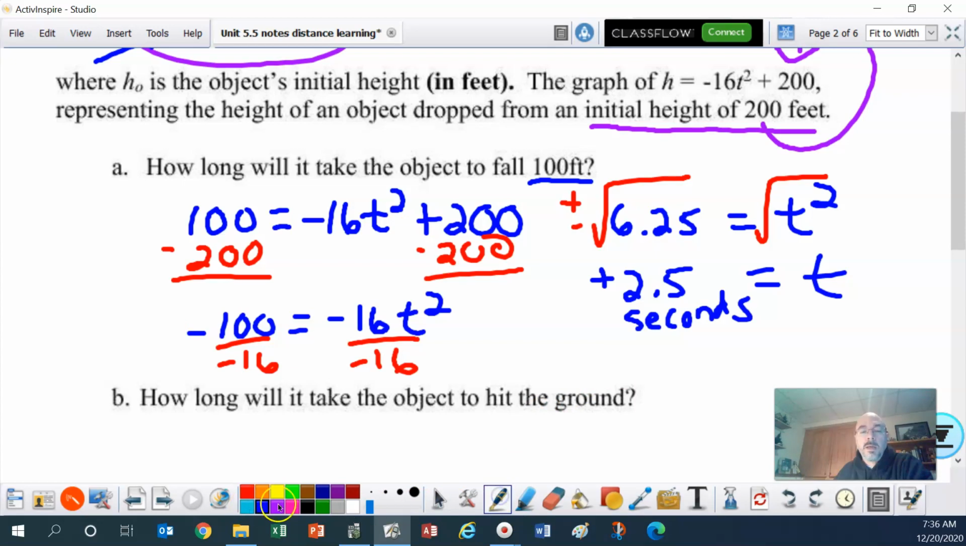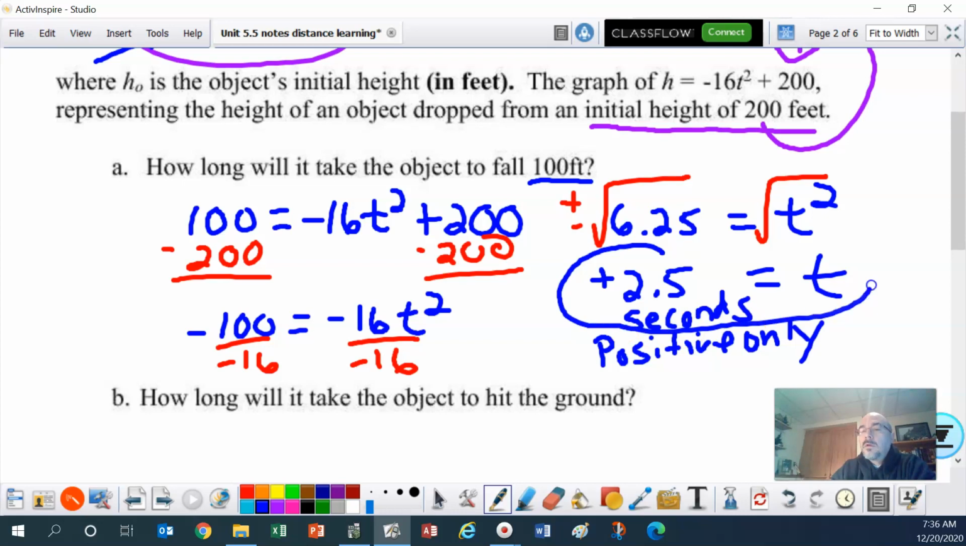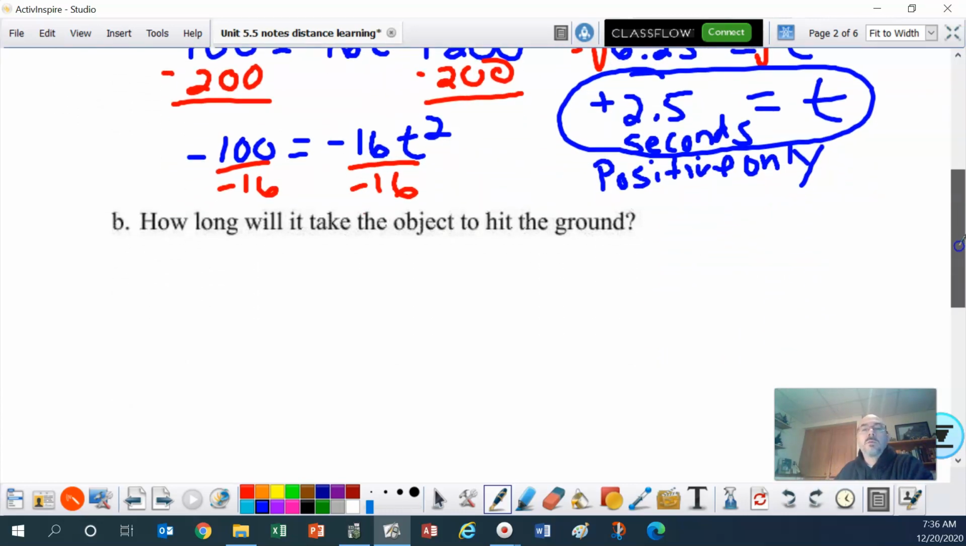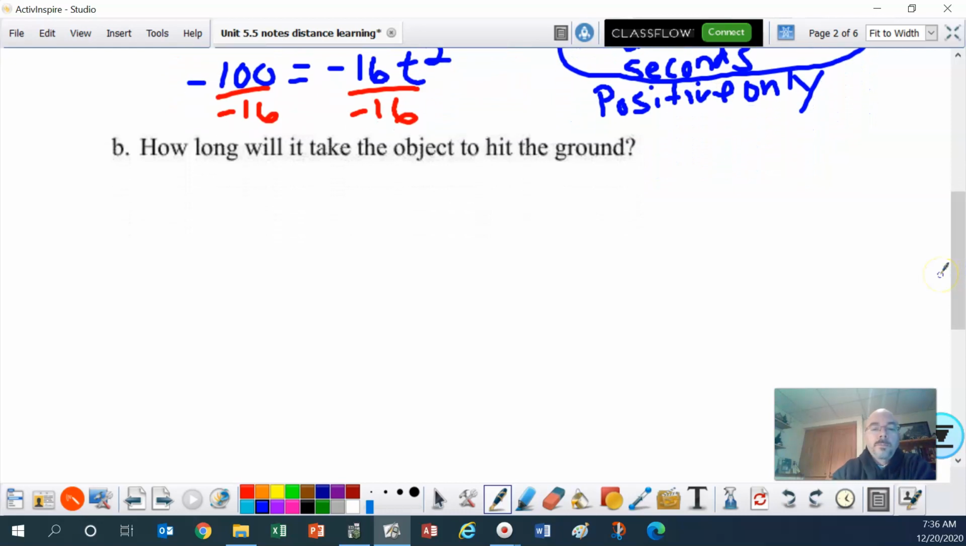Okay, I'm going to get my pen back here. It's the positive answer only in this case, because time cannot be negative. So it takes 2.5 seconds for an object to fall 100 feet. That's like one thousand one, one thousand two, one thousand three, it's there. Okay, falls fairly quickly, right? All right, how long will it take to hit the ground?